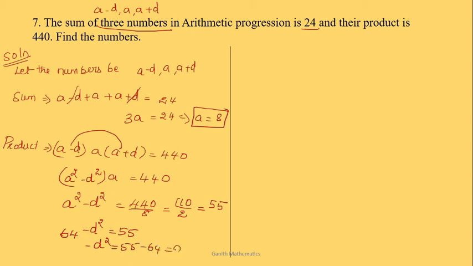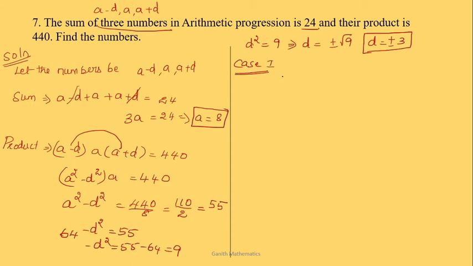This will be minus 9. So when D square is equal to 9, D will be plus or minus square root of 9. When this square comes to the other side, that will be square root, right? So D is equal to plus or minus 3. D has two values, positive and negative. They ask you to find the numbers. So now we are going to find the numbers. There are two cases. So case 1.